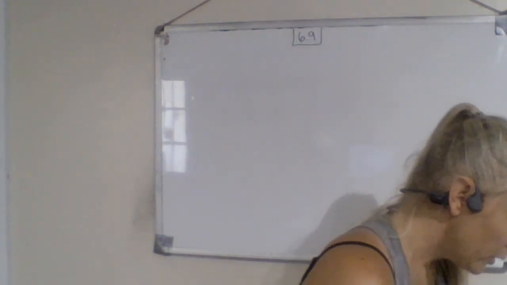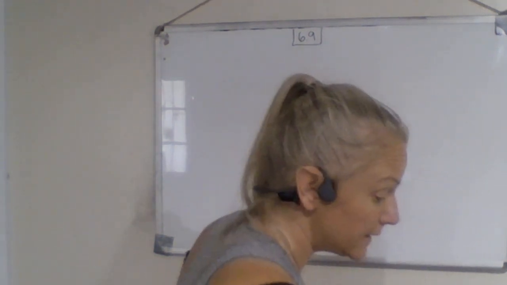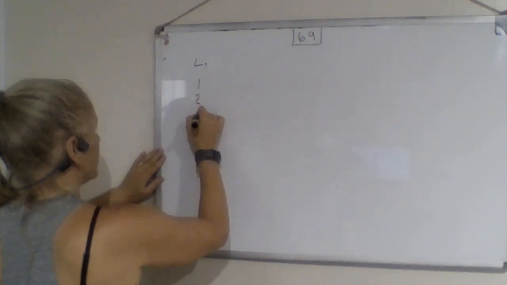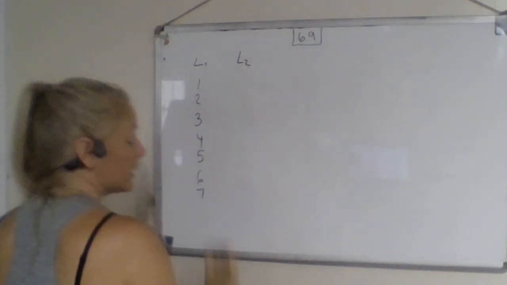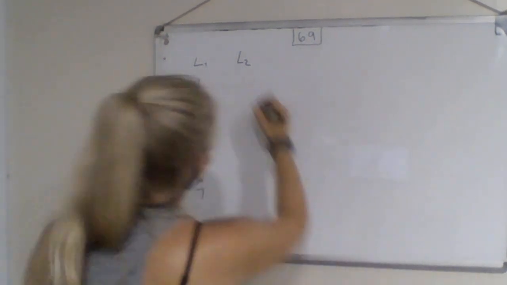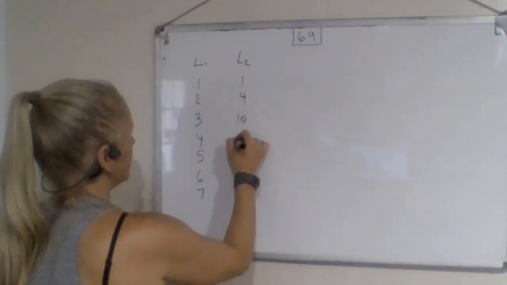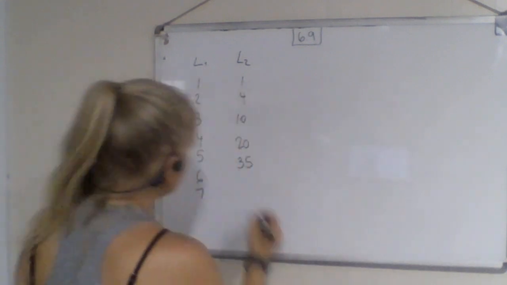Let me pause this so I can put this in my calculator and restart the video. Okay, I'm back. I put my stuff in. If you look at example 3, your f of 1, 2, 3, 4, 5, 6, and 7 are going to be your list 1. So my L1 in my calculator is going to be 1, 2, 3, 4, 5, 6, and 7. My L2 in my calculator is going to be the values of it: 1, 4, 10, 20, 35, 56, 84.